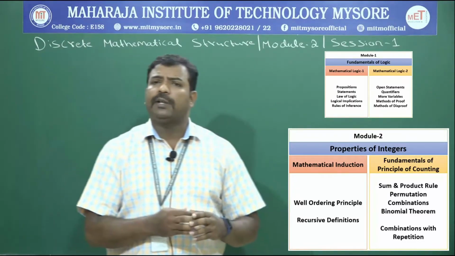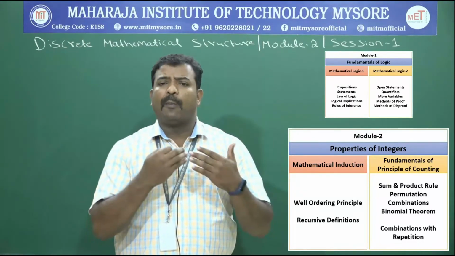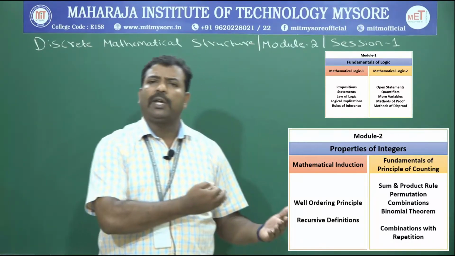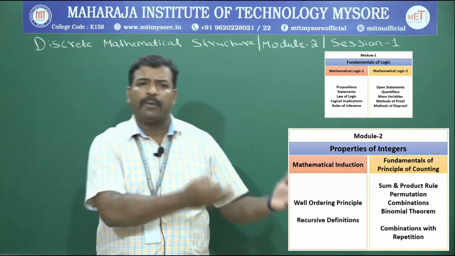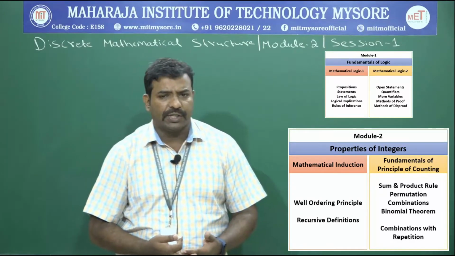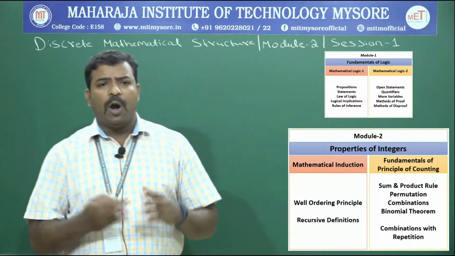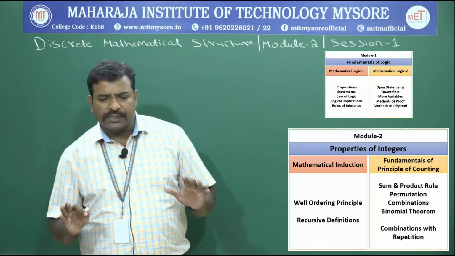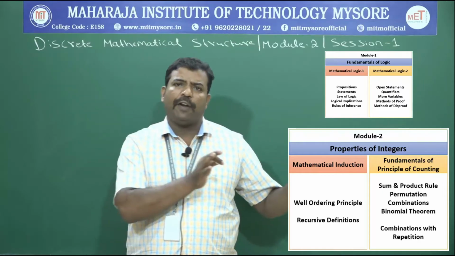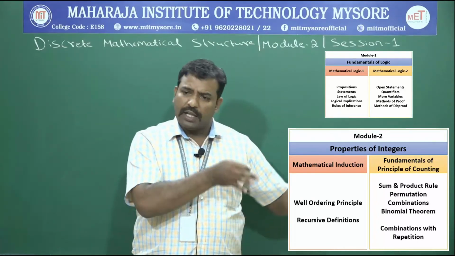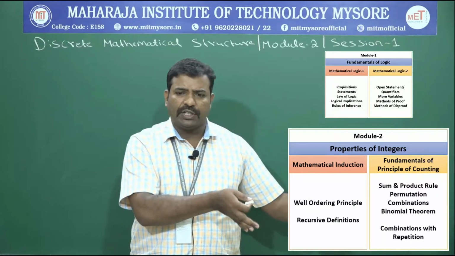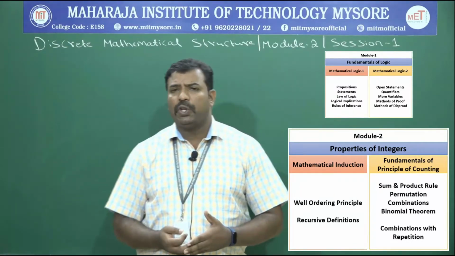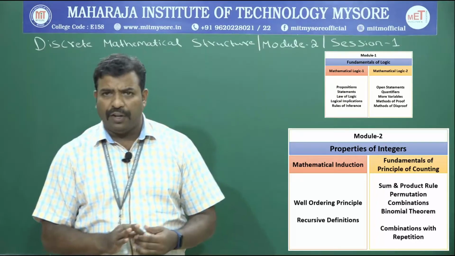And the fundamental principles of counting. That is about permutation, combination, and the binomial theorem. How do I solve this using permutations or using combinations? And we'll even discuss how we are going to make use of combinations with repetition. So this is what we went through in Module 1, the fundamentals of logic, and right now we are standing at Module 2, which is going to discuss the properties of integers.